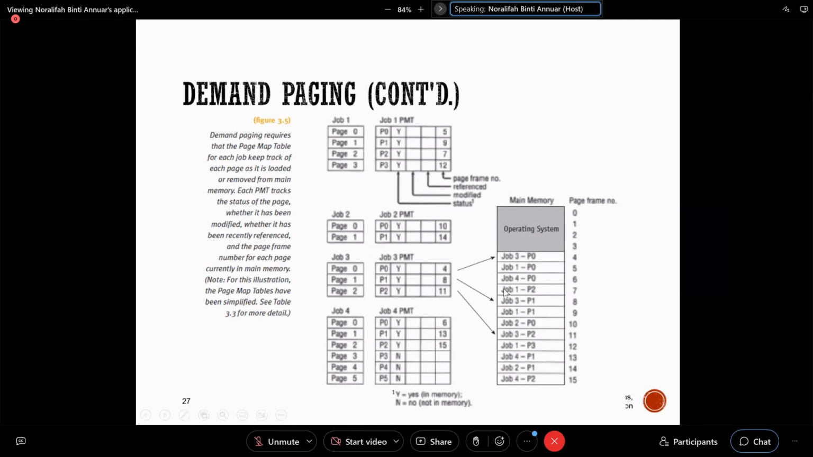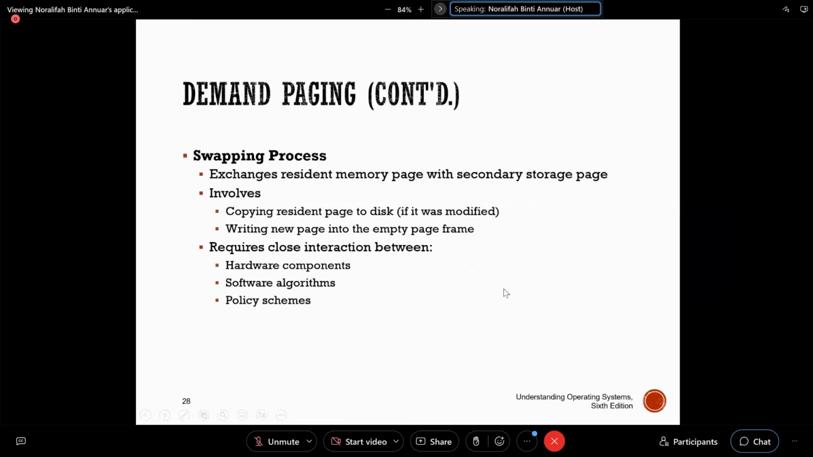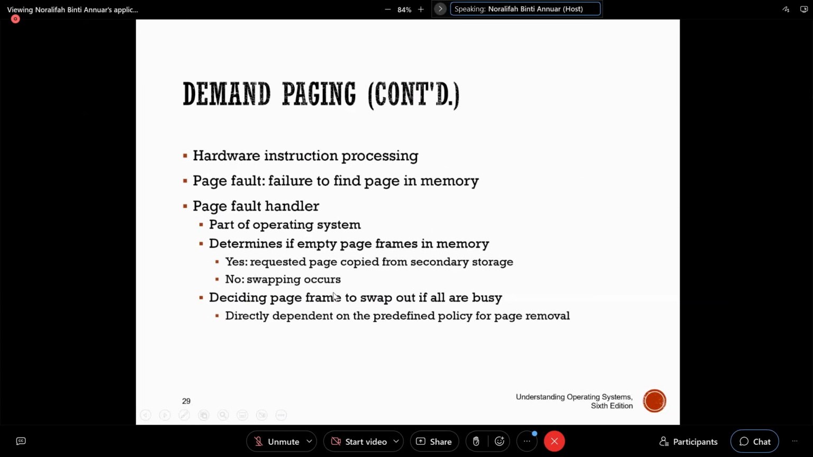Okay, swapping process. For swapping process is like you swap in and swap out. From where to where? From secondary storage to main memory. You swap in, you masukkan. You swap out, dikeluarkan daripada main memory. Okay. Of course, it is based on the algorithm bawah.